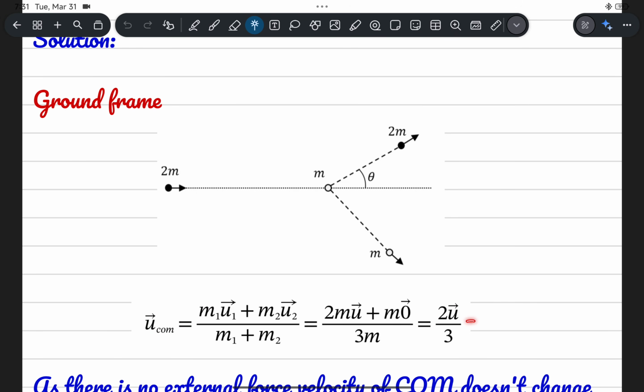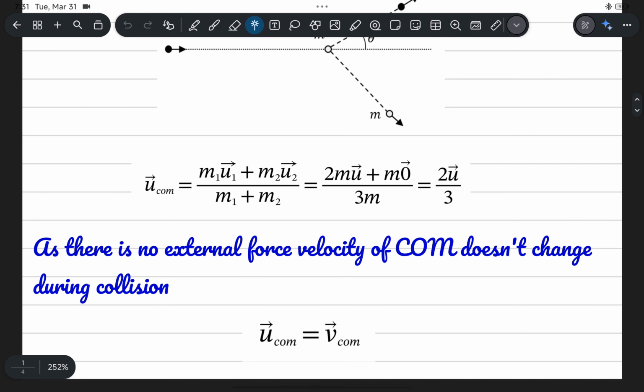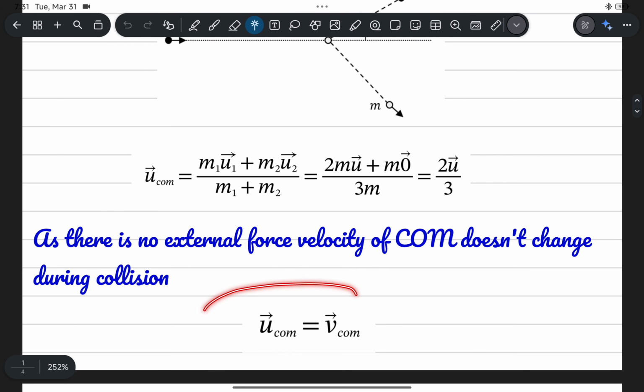And this one is not going to change. It's constant before collision, during collision, and after collision as well, as there is no external force acting on the system of m and 2m combined. So this one is constant throughout the collision, and after collision also this value remains the same. So that's what I have written here. Initial velocity of center of mass will be equal to final velocity of center of mass. Both in magnitude and direction the value is fixed.